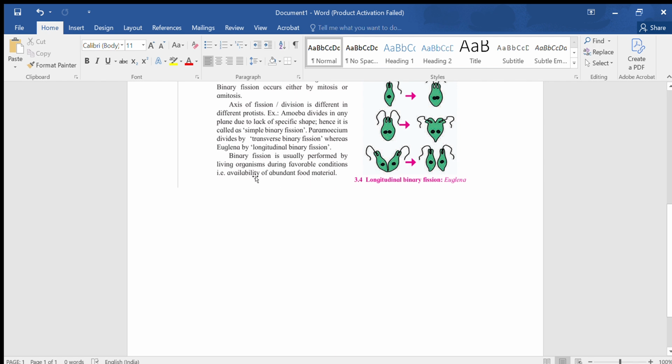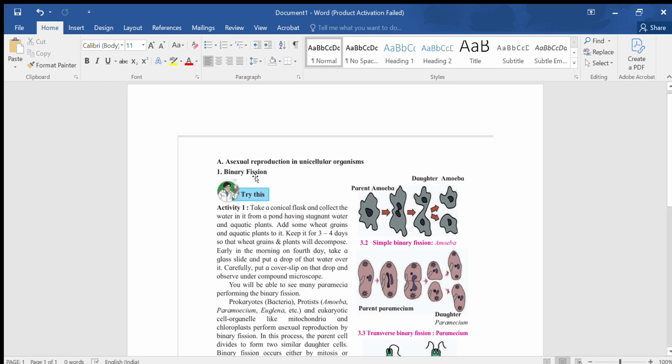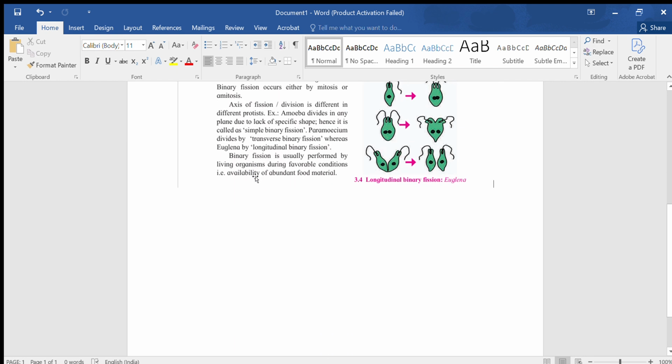In that condition, most organisms, not only asexual but also sexual reproduction, depend upon the favorable condition. If the condition is good, the environment is good, and food is available to feed that new cell or new organism, then they reproduce themselves and generate a different organism. So that's all about today's topic.